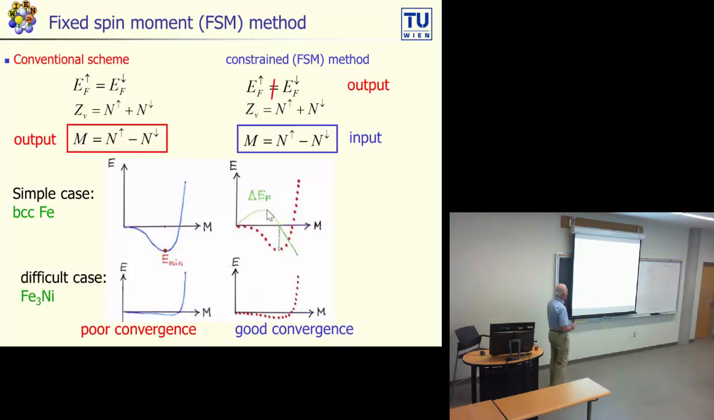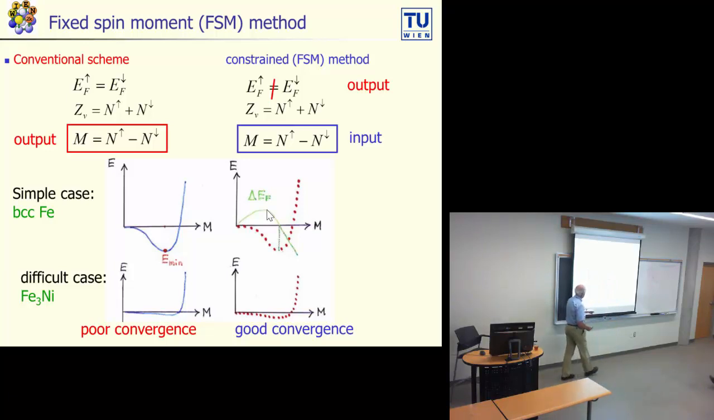And then we came up with a new idea and said, let's fix the moment. So let's do a calculation. In the conventional one, the Fermi energy of spin up and spin down is the same. The number of spin up and spin down is given. And if you do a calculation, you get as output the magnetic moment. Now let's turn it around. Let's use the magnetic moment as an input. I want a situation where I have one Bohr magneton as a magnetic moment. I still have the same number of spin up and spin down electrons, but then I have to release the Fermi energy equilibrium. And if I do that, I can do a fixed spin moment calculation.